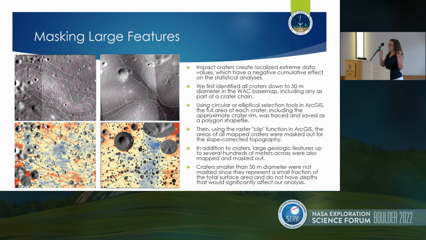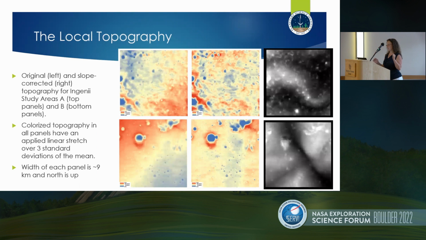We also masked out craters larger than 50 meters. And then what we did was we applied some statistical analyses. So before I get ahead of myself, this is real quick. On your right, you see the swirl feature. On the left is the unslope corrected topography. In the center is the slope corrected topography.